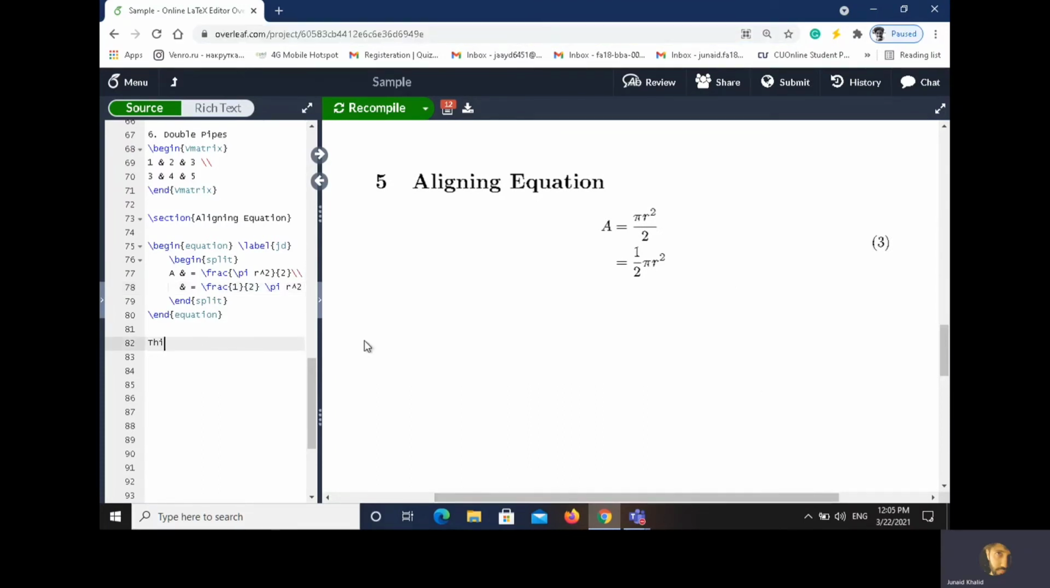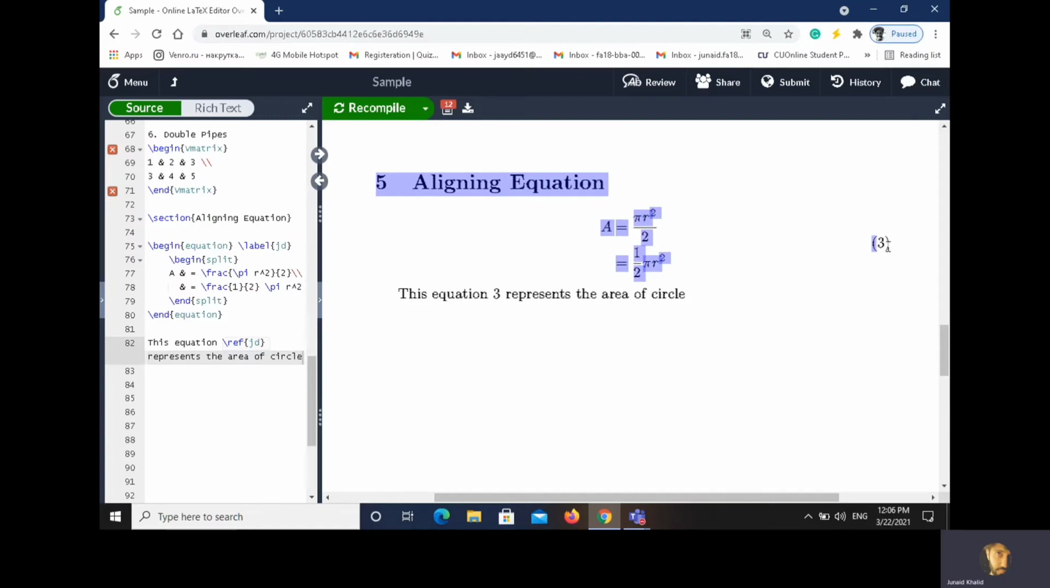Now we are writing a statement and aligning this equation as this equation. Oblique represents, we are going to write ref name JD represents the area of circle. Compile. So the labeled equation number 3 is written as this equation 3. So in this way we can align the equation using LaTeX.